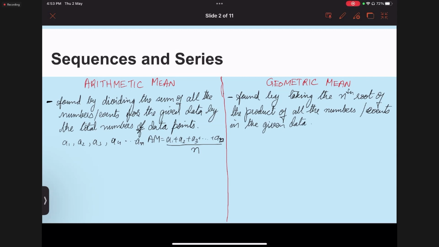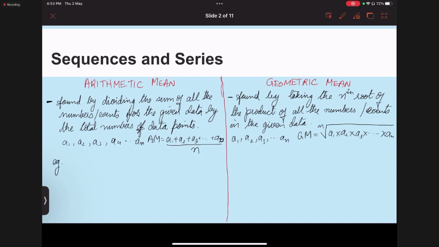Suppose we have A1, A2, A3, all the way up to AN. The geometric mean GM is the nth root of A1 multiplied by A2 multiplied by A3 multiplied by all the way up to AN. So you see how the differences are there. Let's take examples and see.